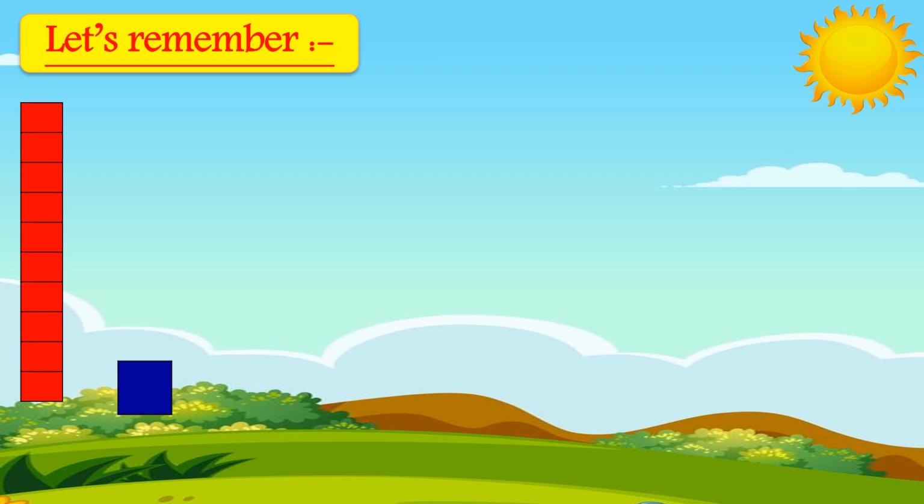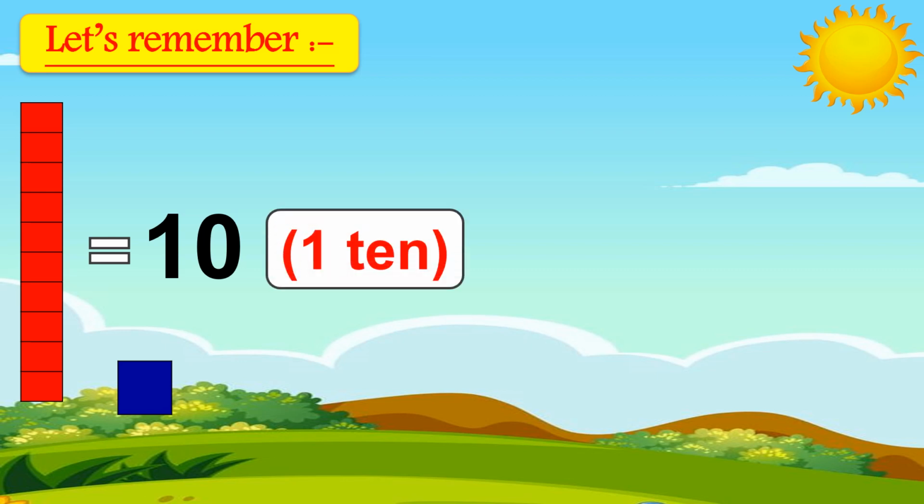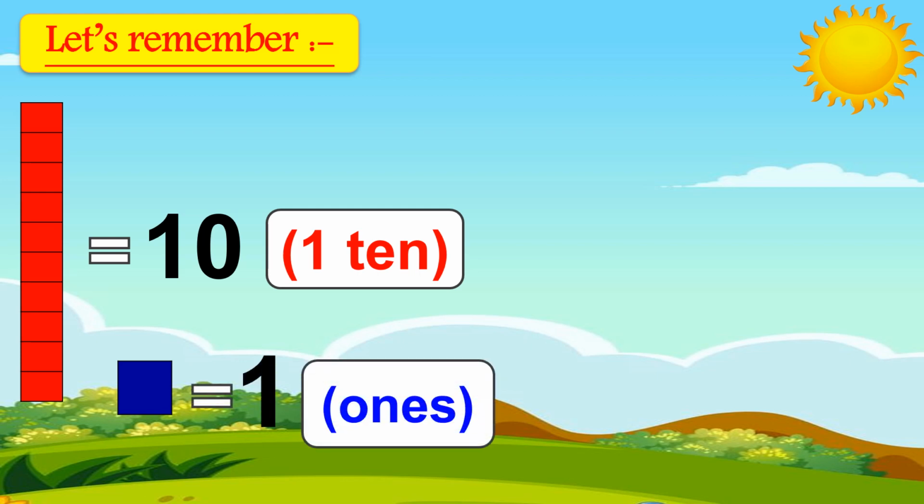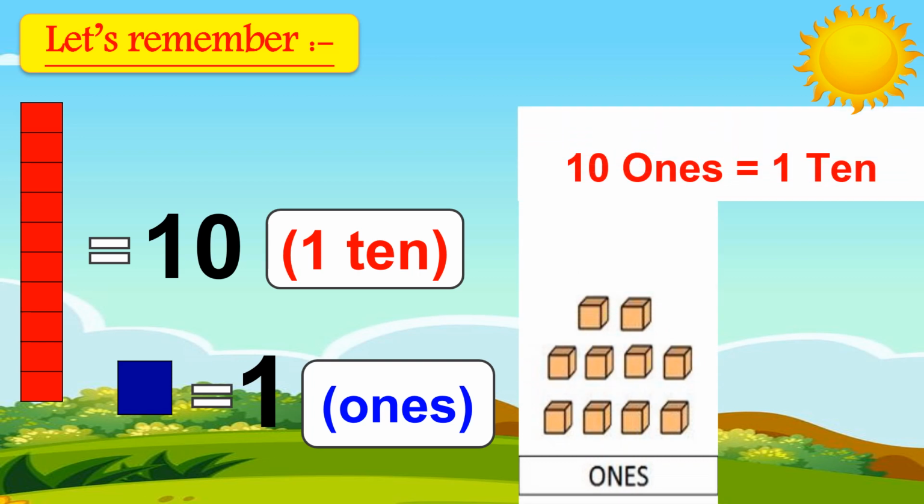Let's remember together that the one stack consists of 10 small squares. When I make 10 small squares, that means equal 10. 10 small squares equal 1 tenth. Tenths mean 1 0. So 1 stack equals 1 tenth and 1 small square equals 1 ones. So the 10 ones equal 1 tenth. And the ones is the separate small square, and the tenth is one stack like this.